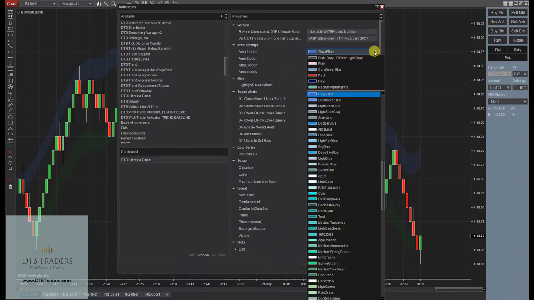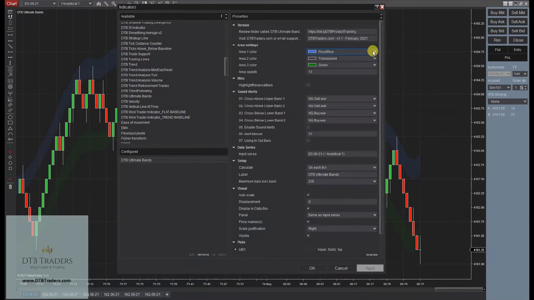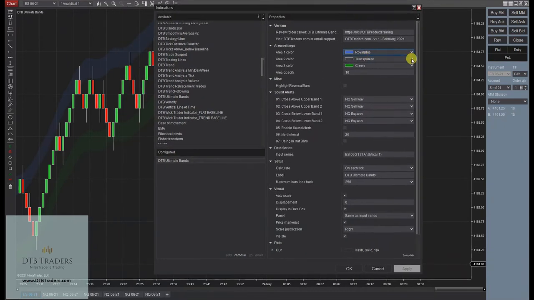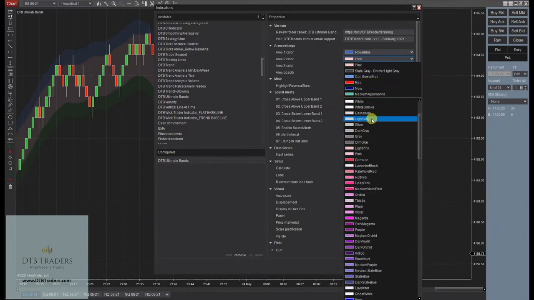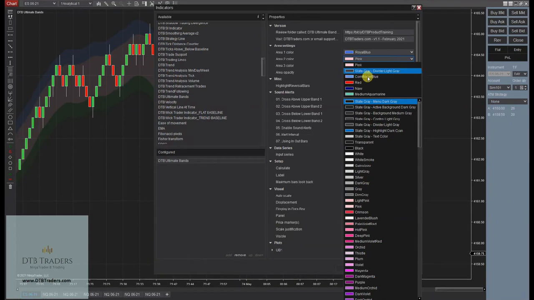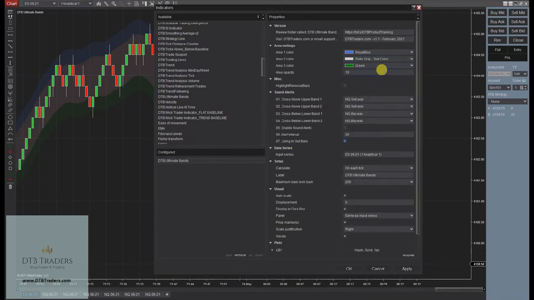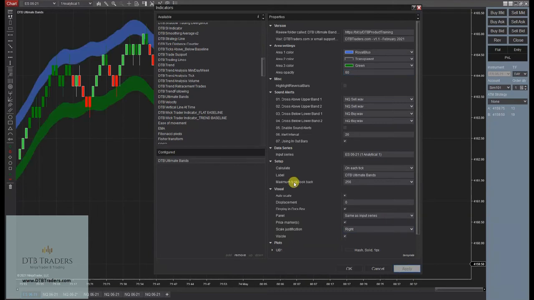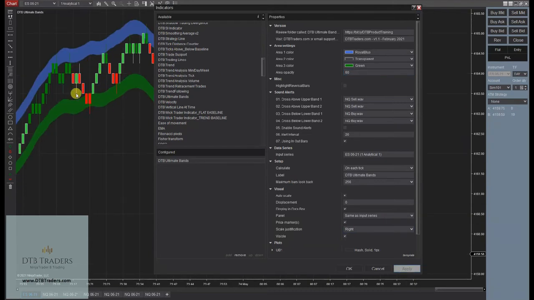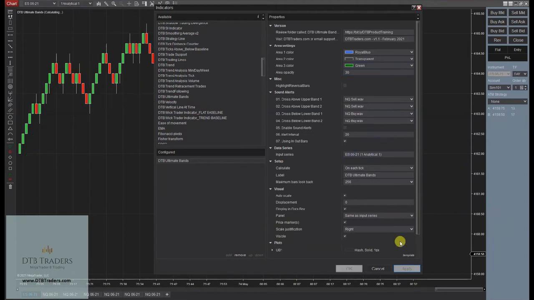You can obviously change the coloring of those bands themselves. I like to make the center band transparent, just because I'm not too concerned about what happens in the middle of the band. So it's really just the outsides that I am looking at. So if I make this back to transparent, let's do that. And obviously you can also change the opacity of the band. So if you want to make them a lot darker, you can apply them and they'll obviously go a lot darker like that.